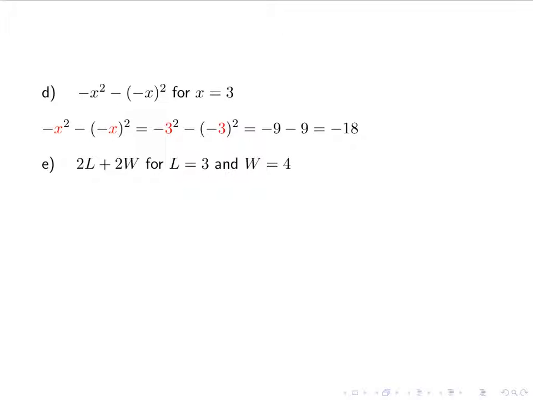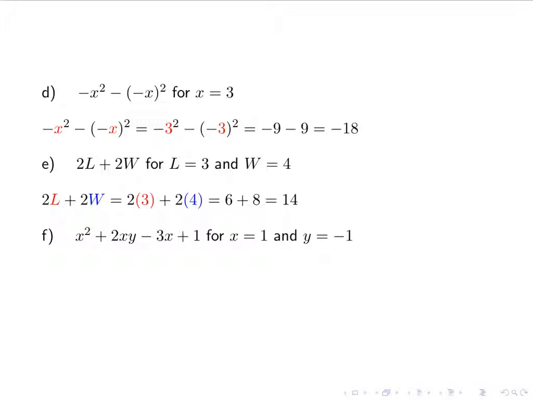We might have more than one variable. 2L plus 2W, we want to evaluate that for L equals 3 and W equals 4. So I'm going to use two different colors, one to represent L, one to represent W. Make sure that you plug them into the correct spot. So 2 times 3 plus 2 times 4, that's 6 plus 8, which is 14.